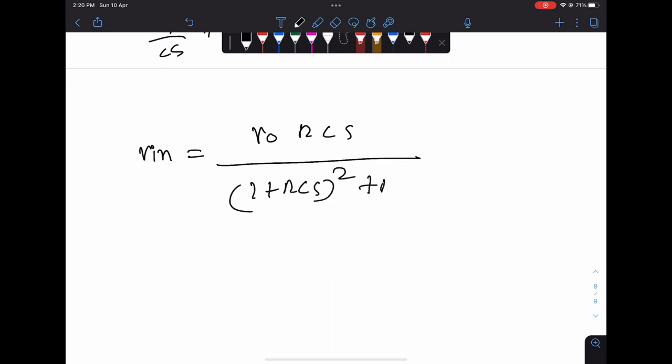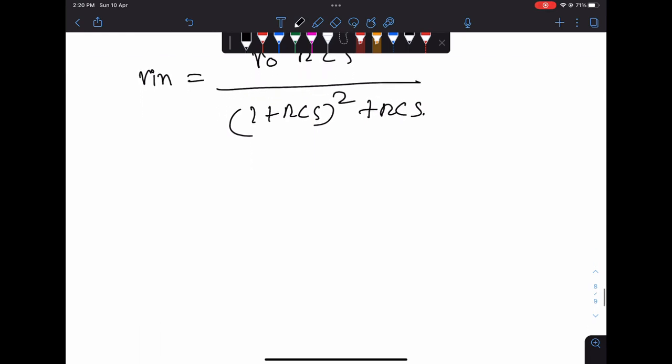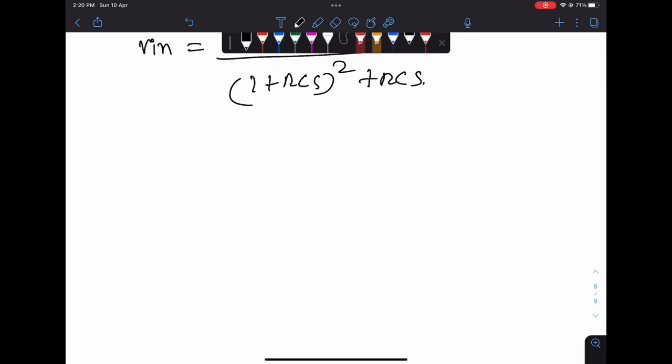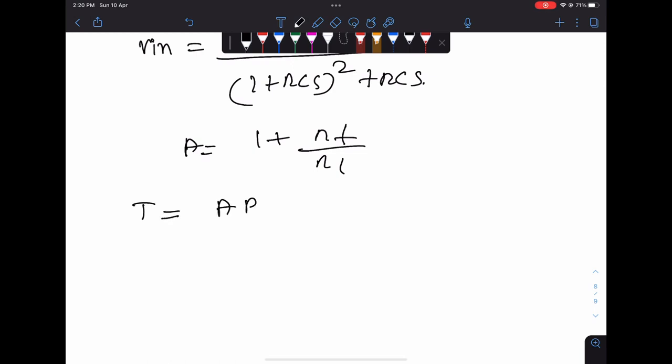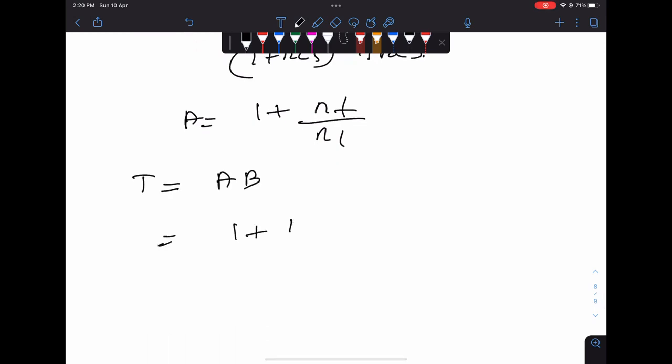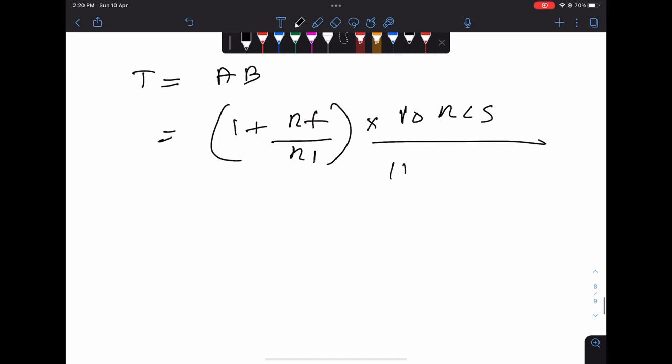So this will be our transfer function for our beta network. And we know that the contribution from the op amp is in the non-inverting configuration. So the gain is nothing but 1 plus RF by R1. So the loop gain is nothing but T equal to A times beta, and that is 1 plus RF by R1 into V0 CS and 1 plus RCS whole square plus RCS.